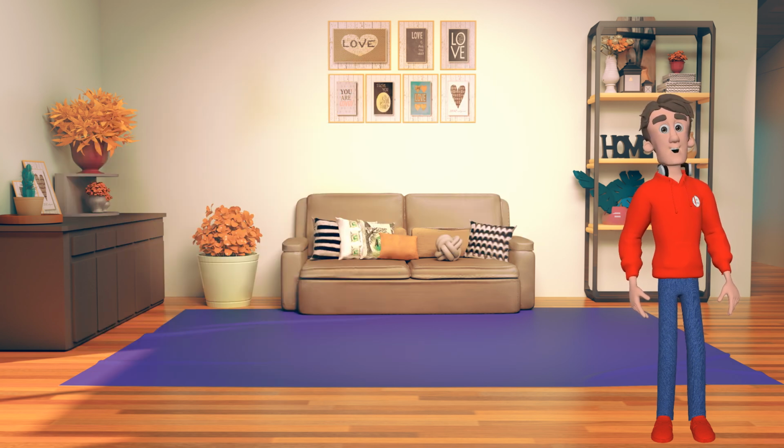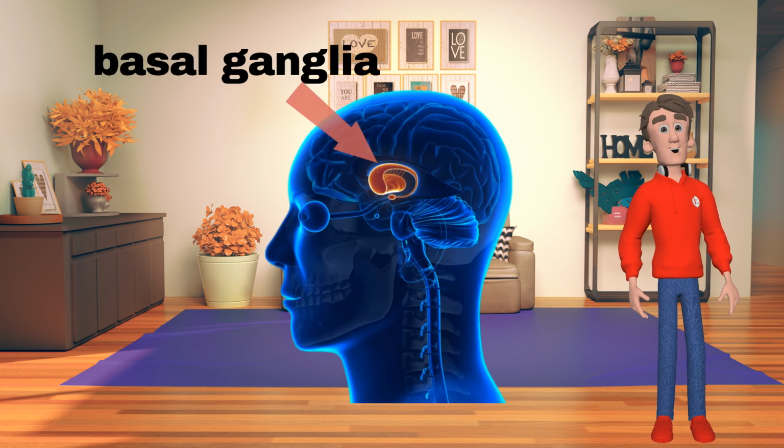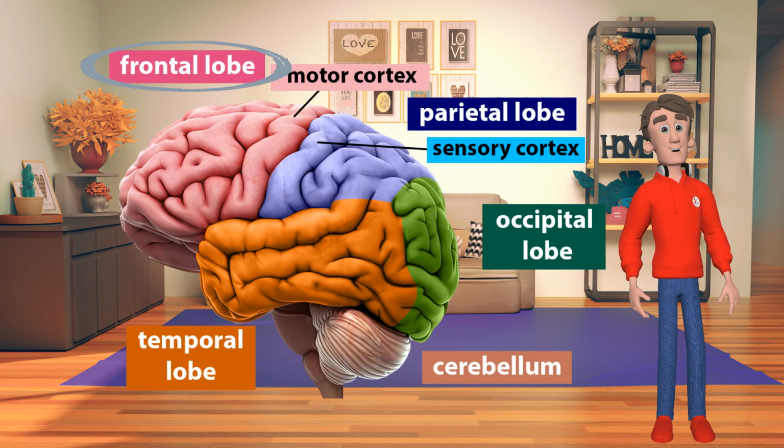The movement of our fingers also has to be planned, which is where the basal ganglia come in. The frontal lobe also plays a role in controlling voluntary movement, as well as focusing our attention on the video game and making decisions during the game.